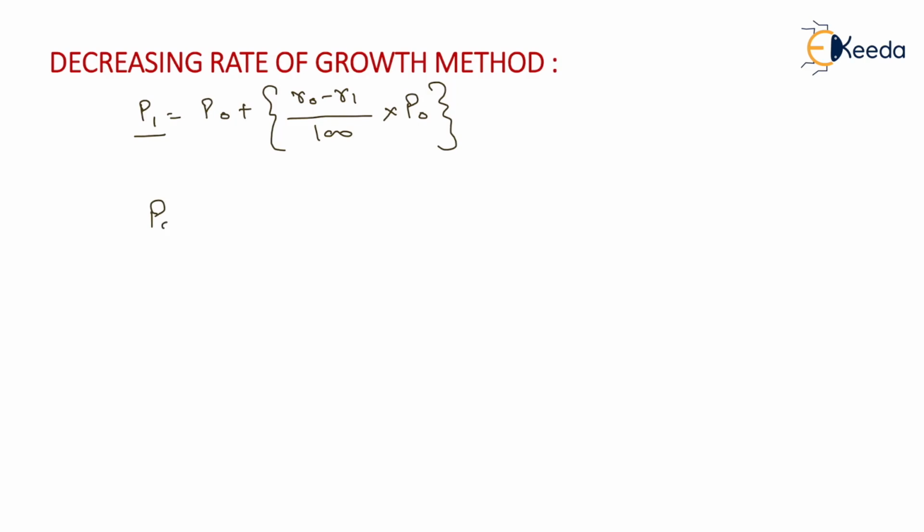Now if we want to calculate the population after 2 decades, then we use the previously calculated population, that is P1, and we need to again subtract from this data, that is R0 minus R1 upon 100 into P1. In this way we have several iterations. We will solve one by one and we get the population after the first, second and third decade. But this formula is also not very important.